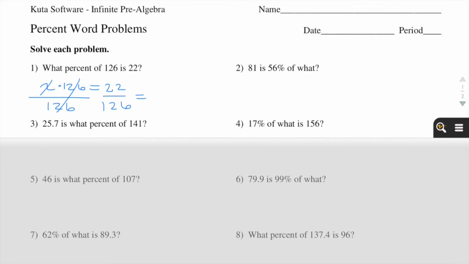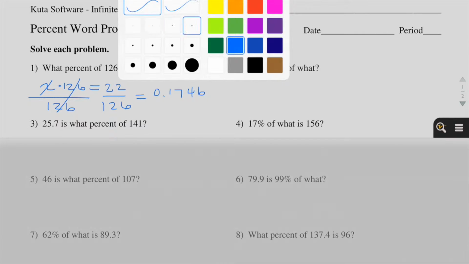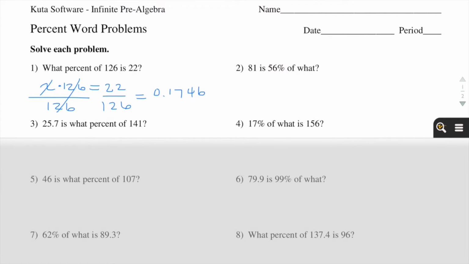And I'm going to use my calculator. 22 divided by 126 gives us 0.1746. Now that's not our final answer because it says what percent. So we have to convert this into a percent. Okay, so now we got to convert this to a percent. To convert a decimal to a percent, we just move the decimal to the right 2 times. So we just go 1, 2. We end up getting 17.46 as our final answer.